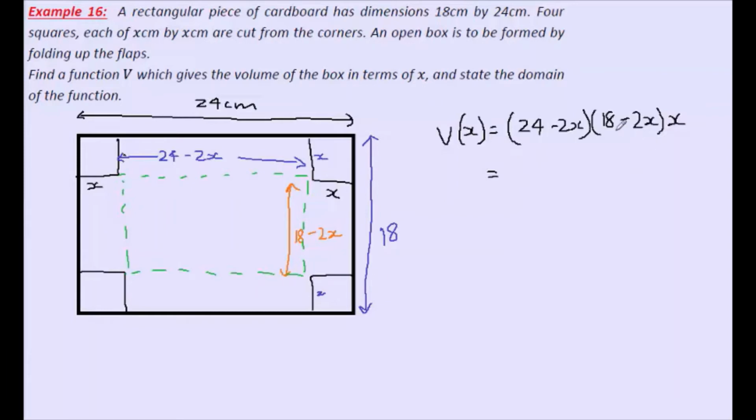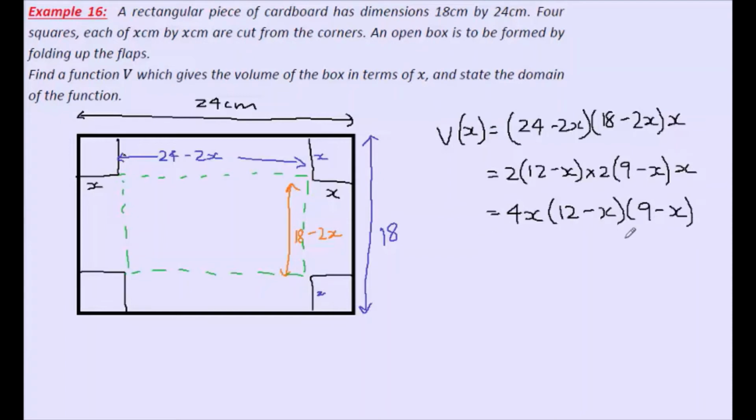Now, let's try and clean that up. I can take a factor of 2 out of this, so I'm going to do that. So 2 of 12 minus 2x. Sorry, that should be 12 minus 1x if I take the factor of 2 out. Then I can also take a factor of 2 out of that one. So I'm going to write times 2, 9 minus x, and then times x. So that comes out to be 4x, 12 minus x, and 9 minus x. Now, that's my function.